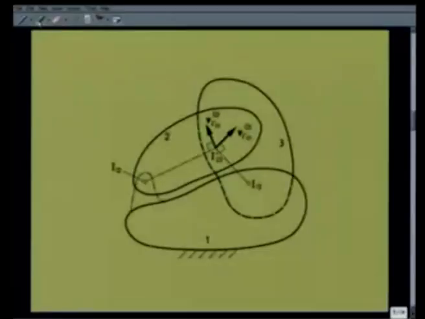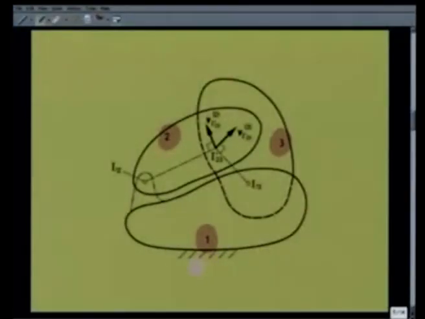That means, we will assume them to be non-collinear and show that that is impossible, which means they have to be collinear. To prove the Aronhold-Kennedy theorem, let us consider 3 rigid bodies, namely 1, 2 and 3, which are in relative planar motion. Because we are considering relative motion, we do not lose any generality if I assume one of the bodies to be fixed. So, let me assume that body 1 is fixed, as indicated by these hatched lines.